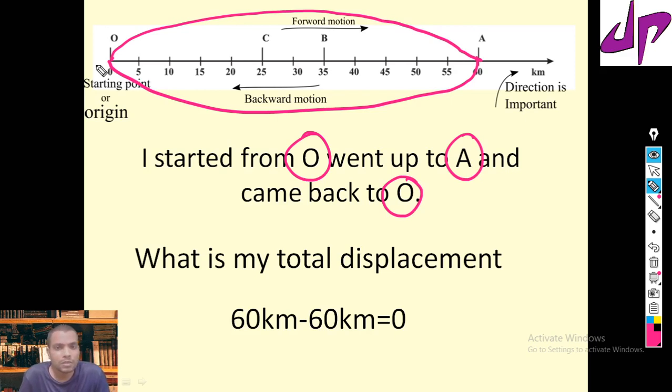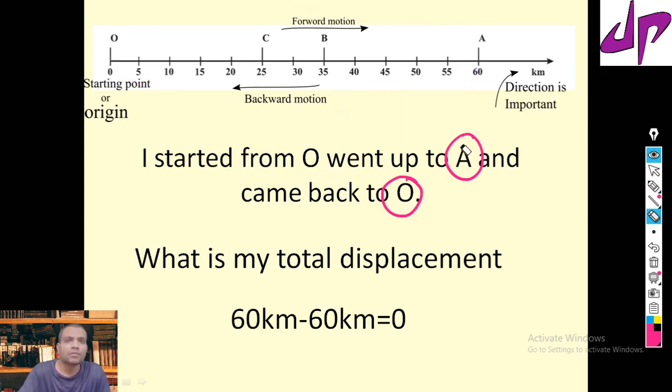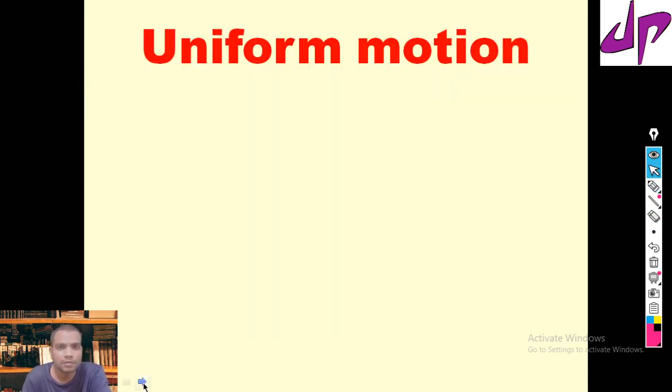So the total displacement in this case is equal to 0. So there won't be any displacement. Why? Because my initial point and final point, they both are the same. If they both are the same, the displacement is equal to 0. So this is how we define displacement. The displacement we can define as the shortest distance between the initial and final point.